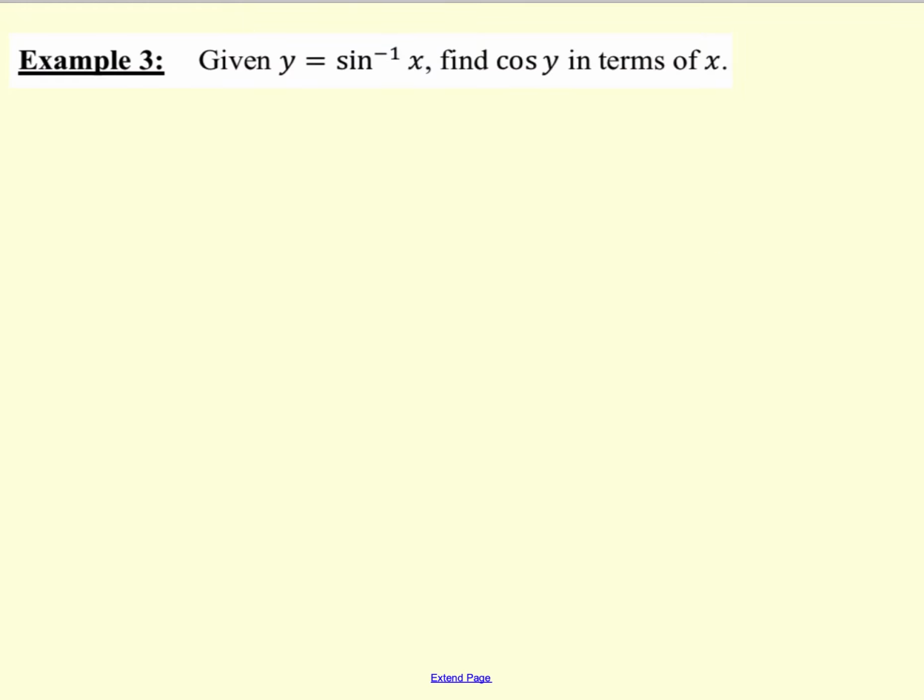Example 3, we are given y equals sine inverse of x. Find cosine of y in terms of x. Okay, so what we're going to do is just rewrite this to a notation that we know. I want to get rid of my inverse, so I'm going to take sine on both sides. So I now have that x is equal to, because these two cancel, sine of y.